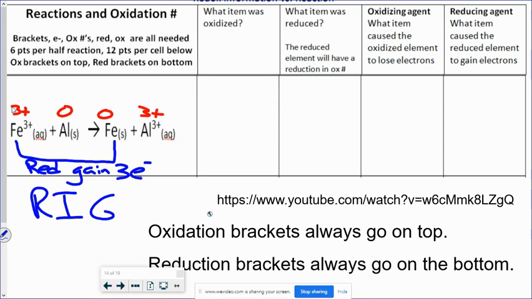So we always do the reduction on the bottom. We always do that first. And then we do the oxidation. So the other one that changes, it goes from a 0 to a 3 positive. That's an oxidation.